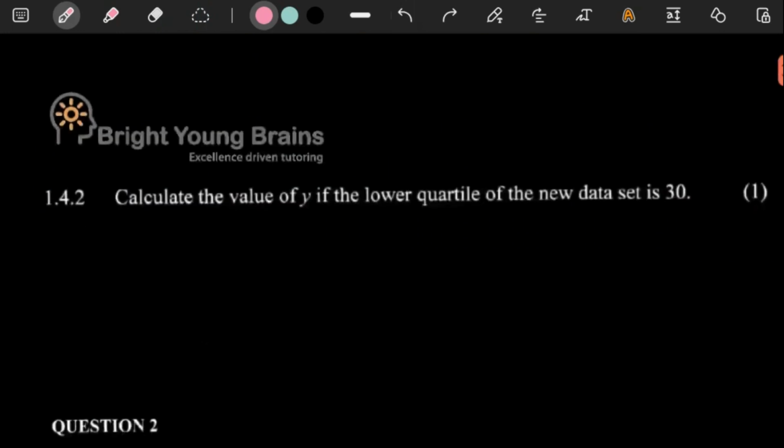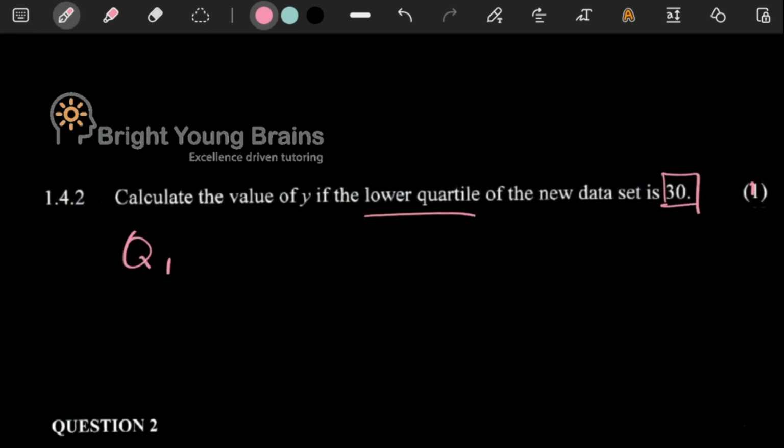Moving on. Calculate the value of y if the lower quartile of the new data set is 30. So the lower quartile is 1.